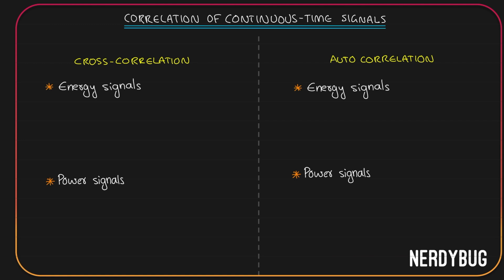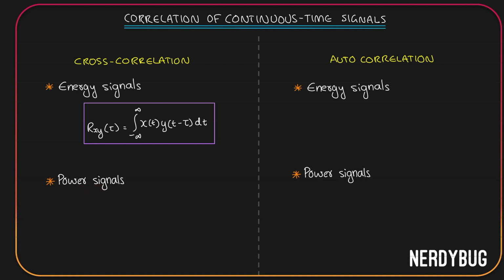Let us now concentrate on correlation of continuous time signals and bring some mathematics into it. We will mathematically define correlation for energy signals and power signals separately. In cross correlation, for energy signals, we can define Rxy of tau as this: integral from minus infinity to infinity x of t y of t minus tau dt. We will keep x of t as such. We will keep shifting y of t, then take the product, and then take integration.